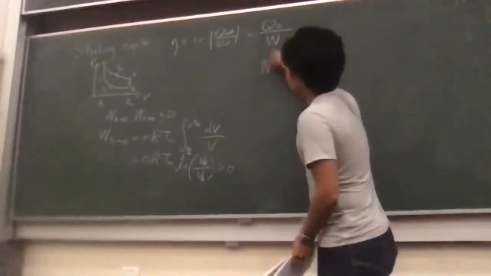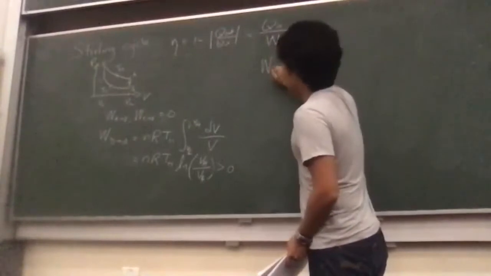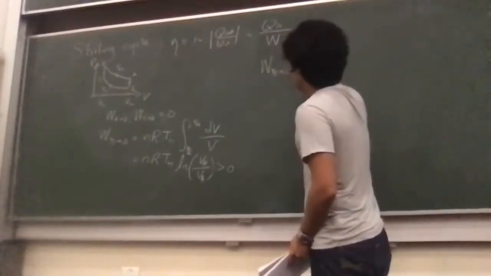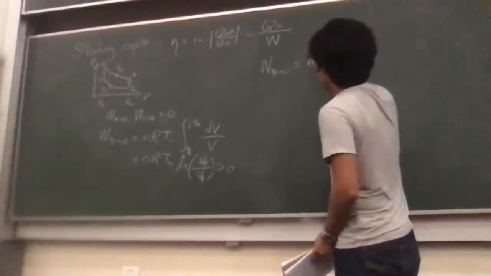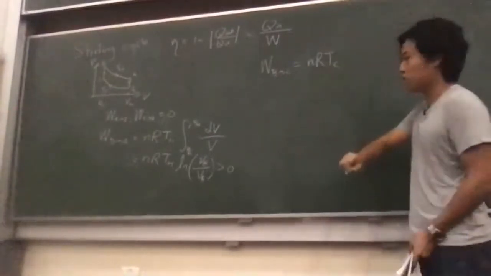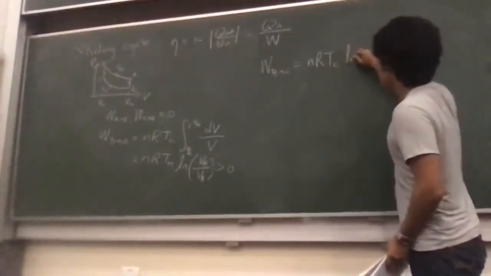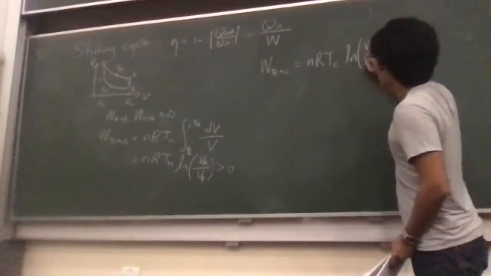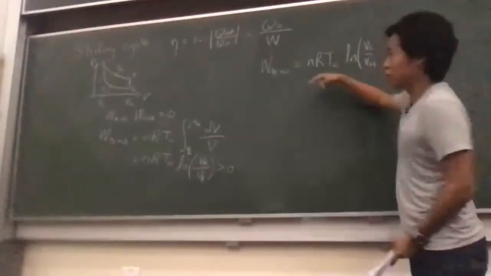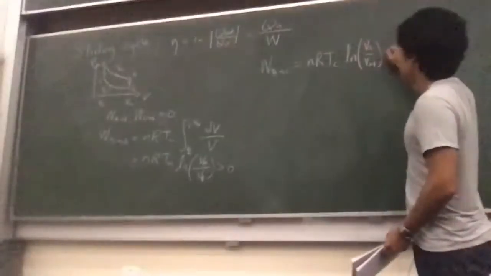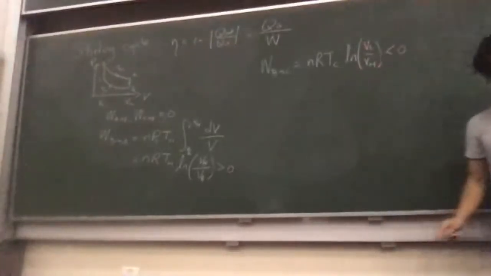And it's exactly the same for work going from B to C. You don't have to work it out, you can just put in nRT, but it's the cool bath. This one's T_C, and log of V_L over V_H, because you're going the other way. So this is less than 0, so there's work being done on the gas.